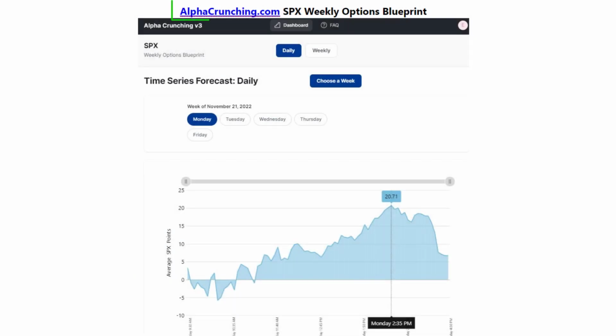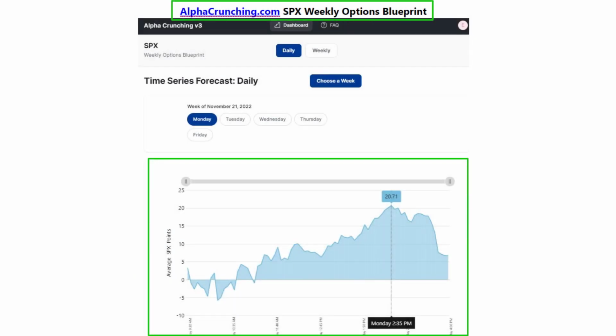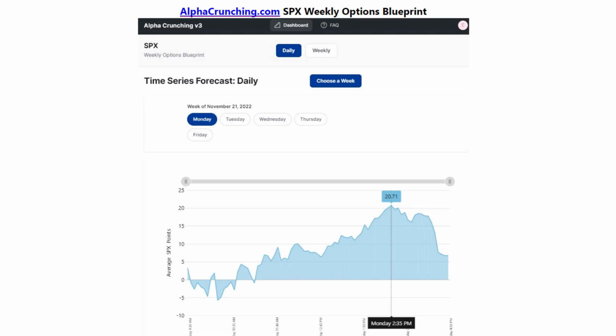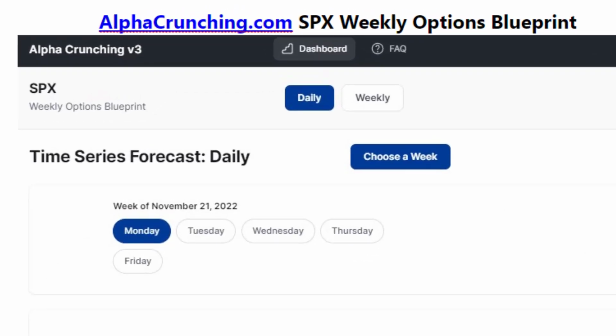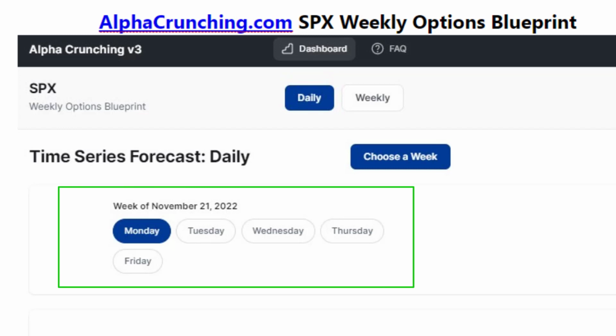This SPX indicator from alphacrunching.com helps you stay on the right side of the market so you can make high probability trades, and we are referring to this indicator as the SPX weekly options blueprint. Here's how it works. You sign into alphacrunching.com before the trading day begins to get the blueprint or price forecast for that particular day. For this example, we're looking at Monday for the week of November 21st, 2022.